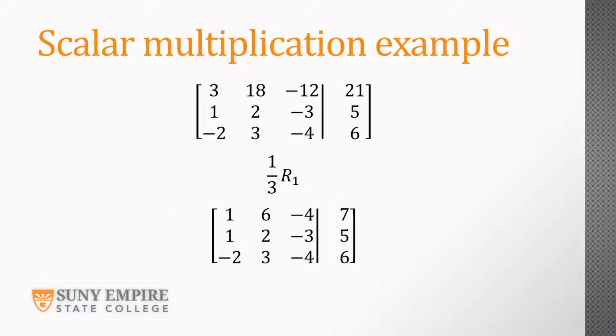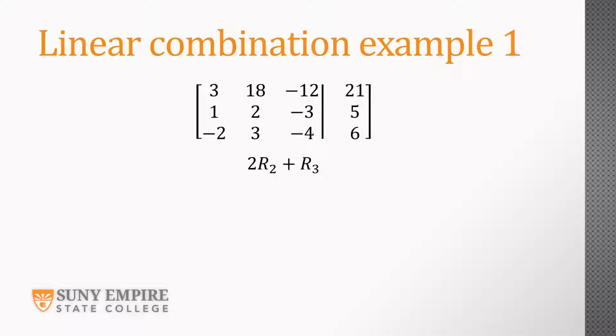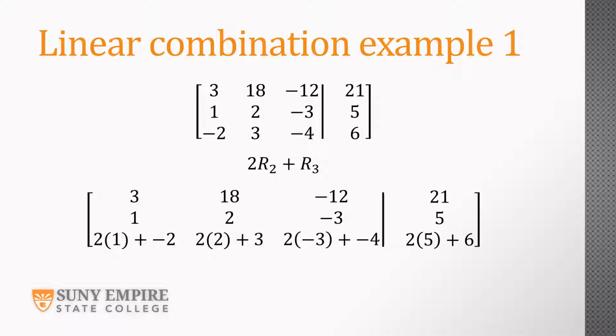After multiplying, we are left with the matrix 1, 6, negative 4, and 7, then 1, 2, negative 3, and 5, then negative 2, 3, negative 4, and 6. Now let's try some linear combinations. We will start with the same original matrix, but we want to perform 2 multiplied by row 2 plus row 3. We can write in row 1 right away, since there is no mention of it.